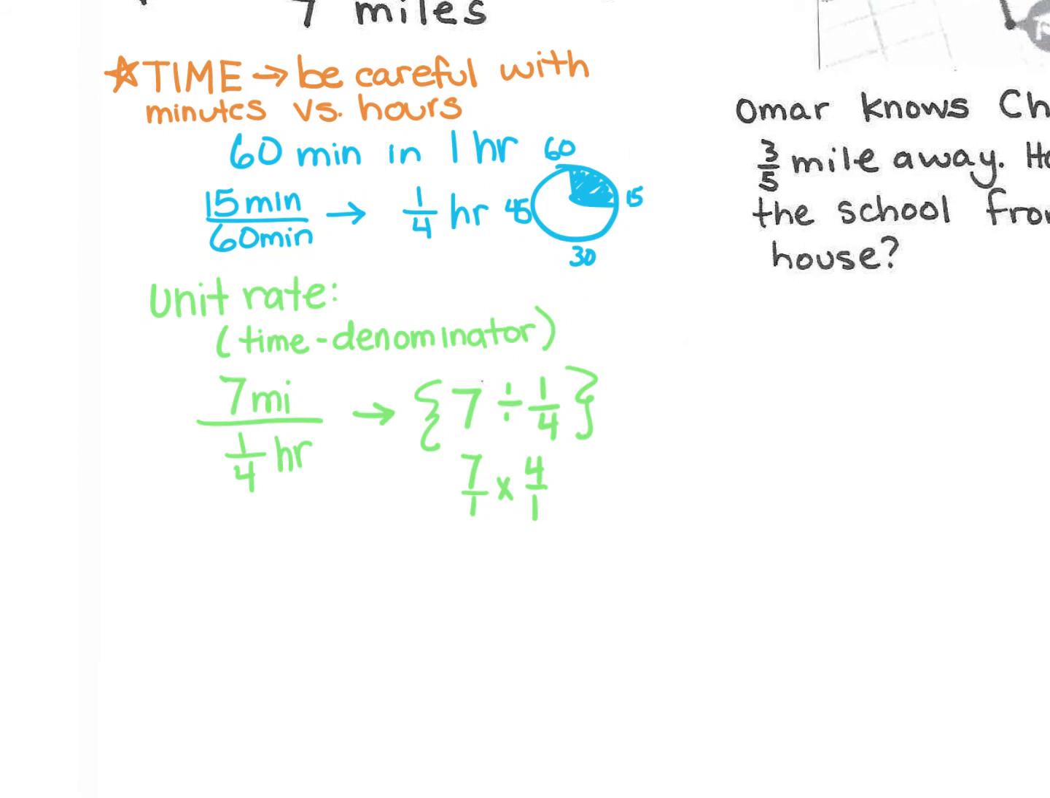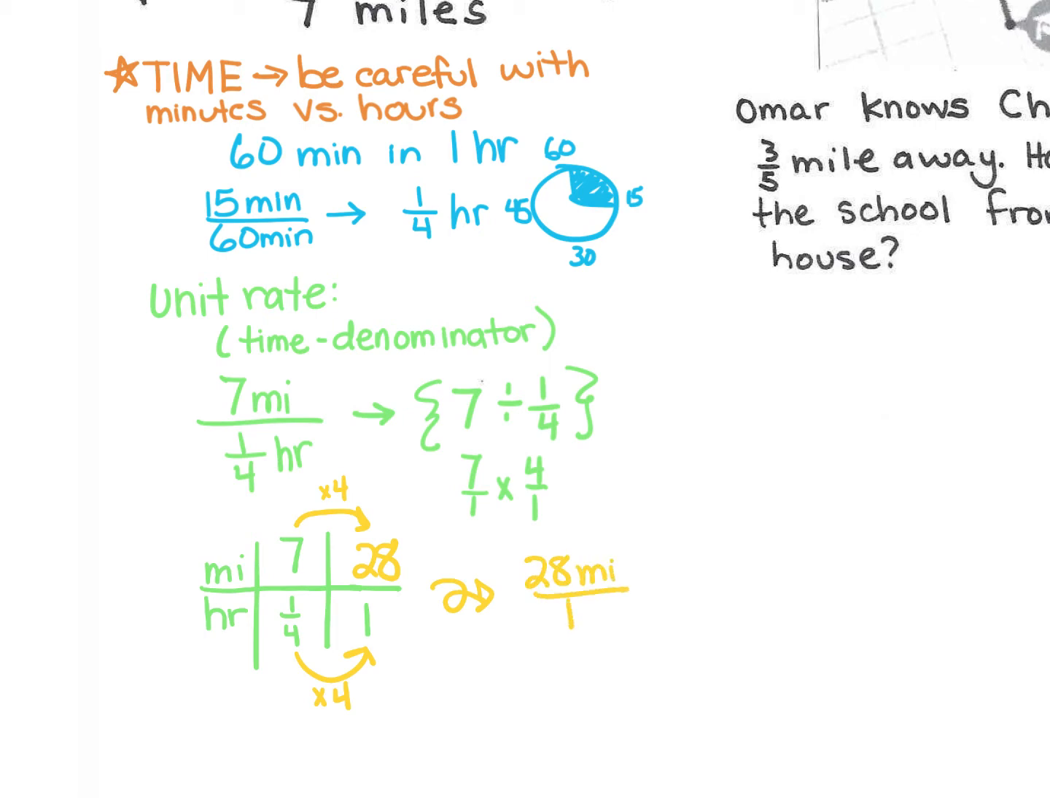I also want to show you what this looks like in a table. So if we think about miles and hours, we have 7 miles, 1/4 of an hour, and we want to get to 1 hour right here. So this is 1/4 times 4 would give us 1. Whatever we do to the denominator, we do it to the numerator, times 4, and we're going to get 28. So any one of those ways will give you 28 miles per hour. Super important. Don't forget the units.